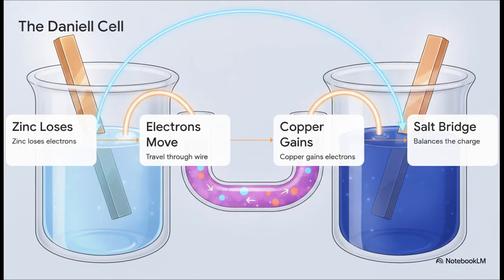And here is how the whole shebang comes together into a complete circuit. In our Daniell cell, the zinc acts as the anode, and since it's more easily oxidized, it loses electrons. Those electrons bypass the water entirely, they travel through the external wire, which by the way is what creates our electric current, and they land right at the copper cathode. All the while, a salt bridge is allowing ions to flow, which perfectly balances out the electrical charges. It's a beautiful, fully interconnected system.